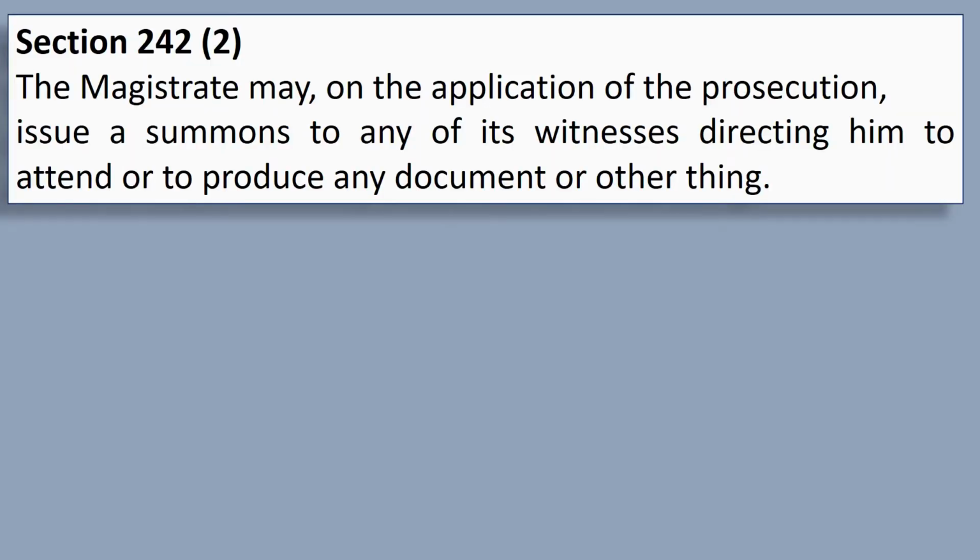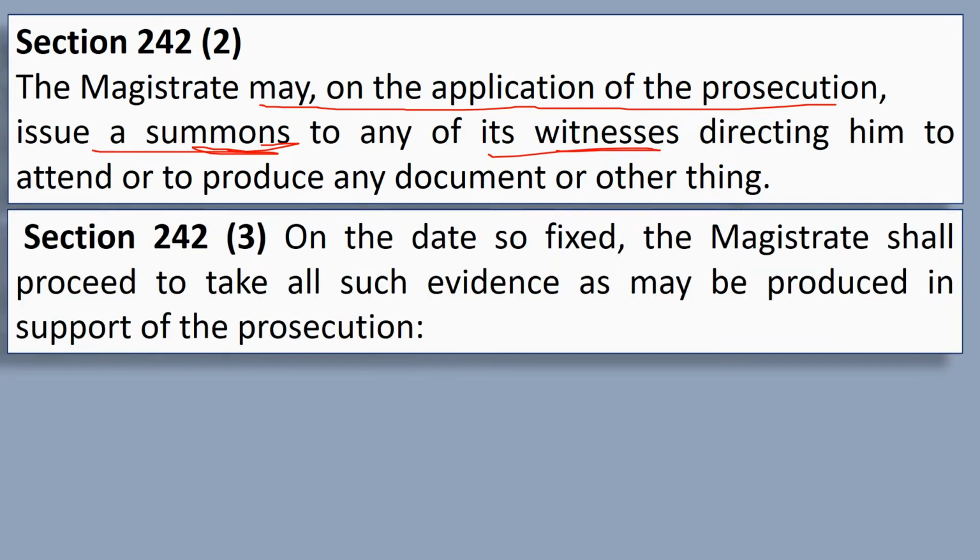Subsection 2 of 242 says the magistrate may on the application of the prosecution. So this action is taken on the application of the prosecution. The magistrate will issue a summons to any of its witnesses directing him to attend or to produce any document or thing. And subsection 3 of 242 says, on the date so fixed, the magistrate shall proceed to take all such evidence as may be produced in support of the prosecution. This is how the evidence for prosecution begins.